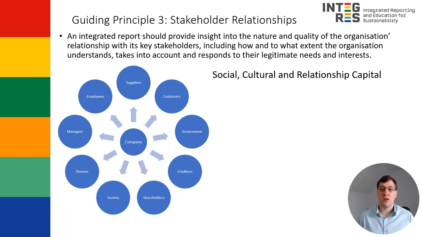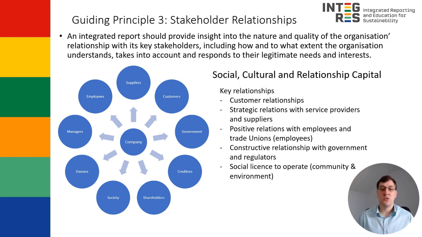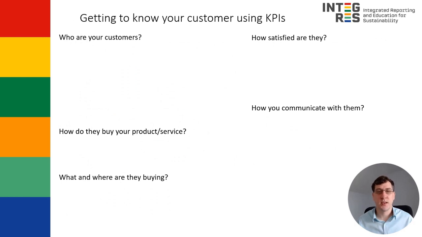Key relationships include the customer relationship, strategic relations with service providers and suppliers, positive relations with employees and trade unions, constructive relationships with government and regulators, and of course the social license to operate that the company is granted by the community. Now let's take a look at the types of KPIs that can be used to measure one of these key stakeholder relationships. We can use KPIs to get to know our customers better.